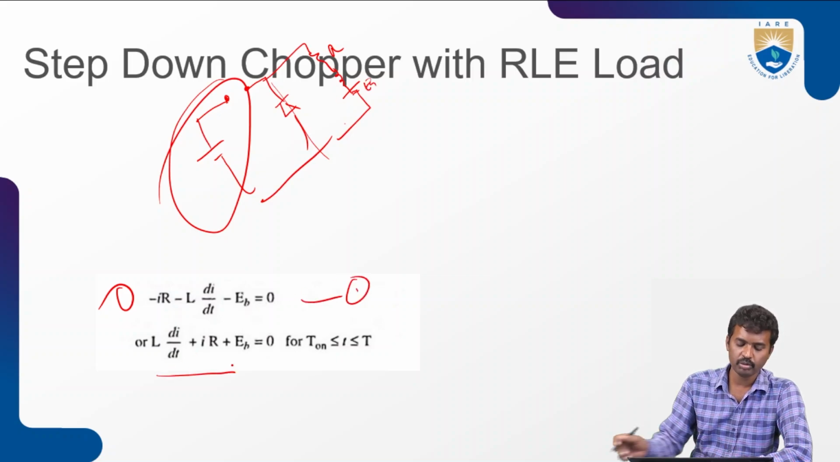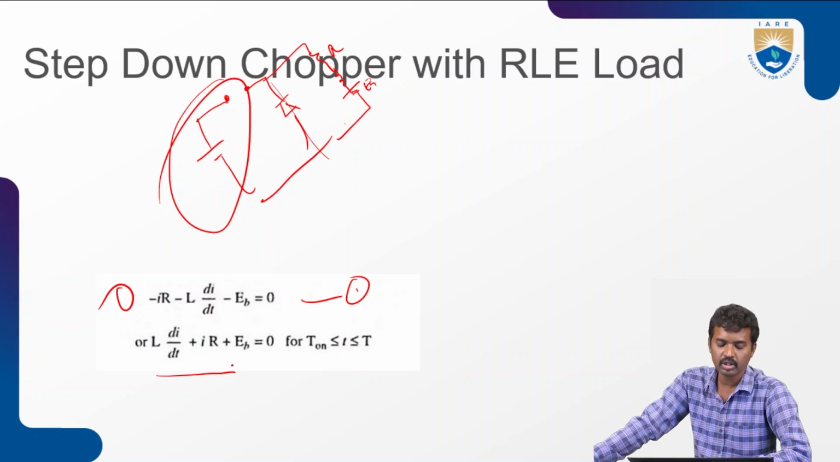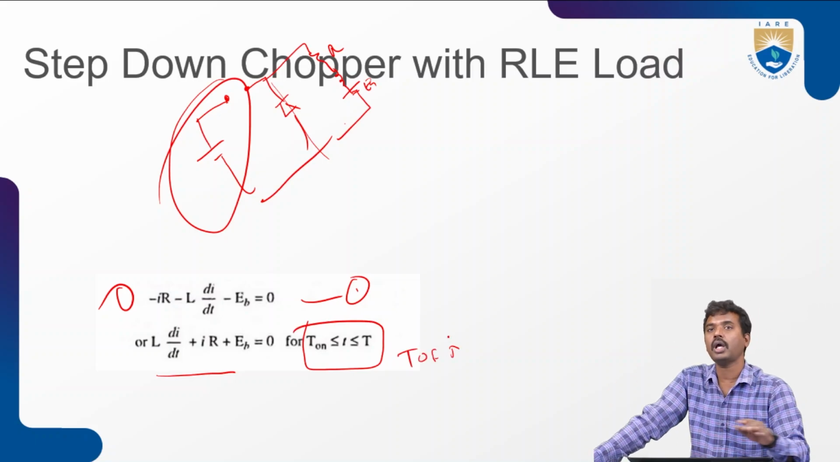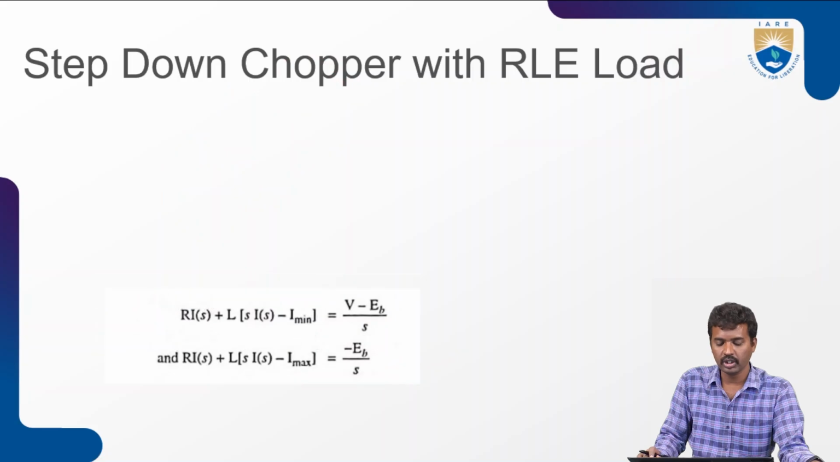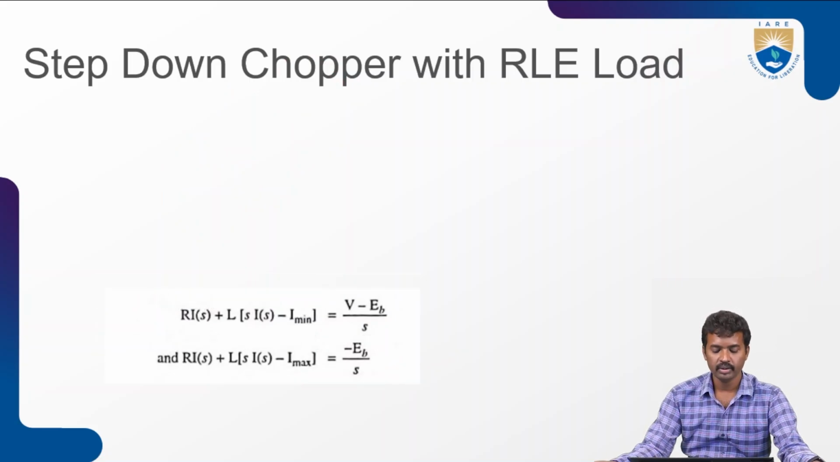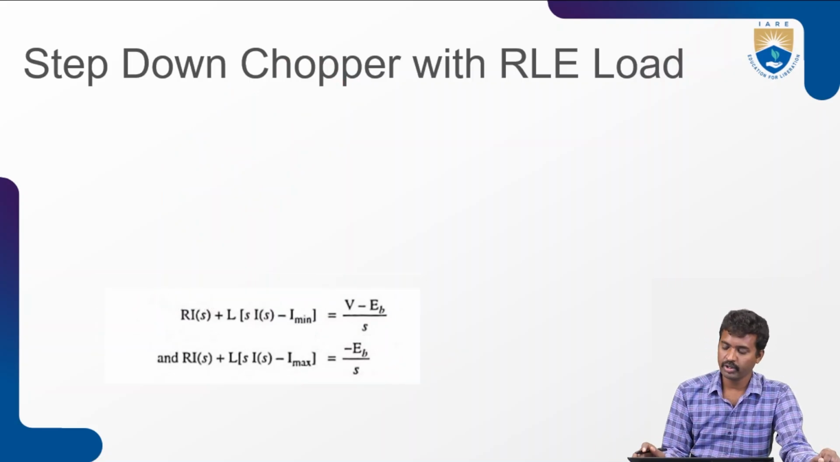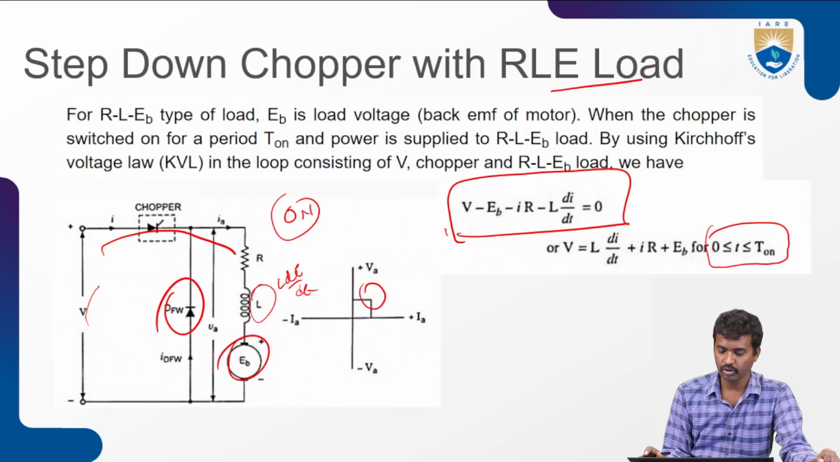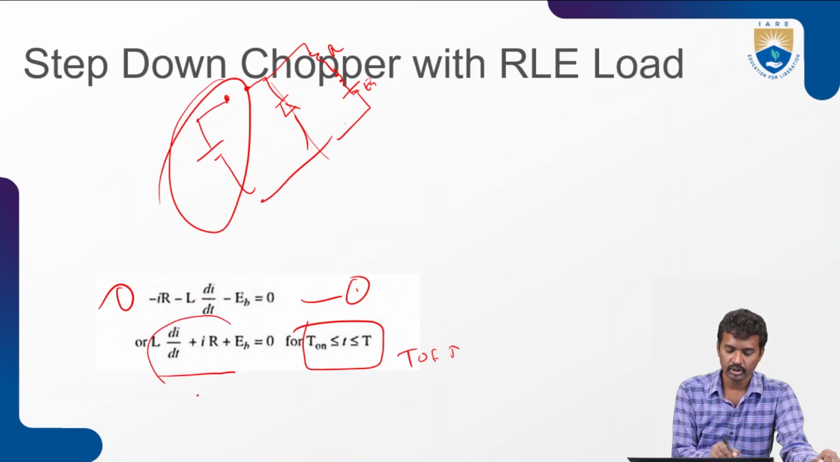Same equation, if you simplify this: L di/dt plus I R plus EB equals 0. This is the case during turn off, which is from T on to the total time period. Now if you apply the Laplace transform to the first equation, and next apply the Laplace transform to this second equation.